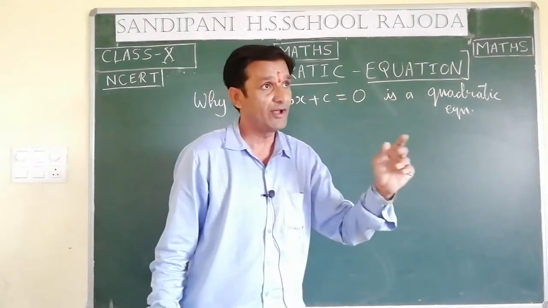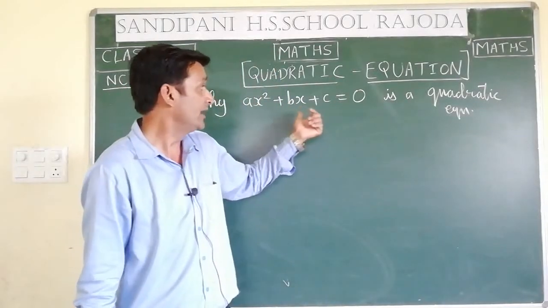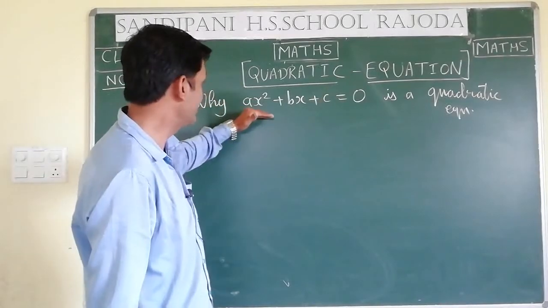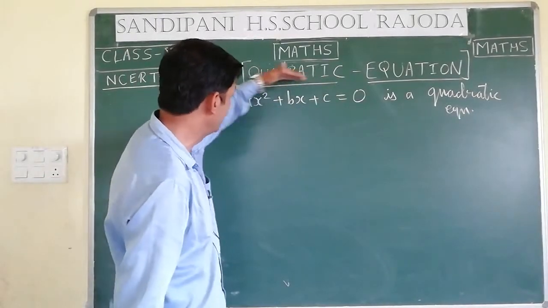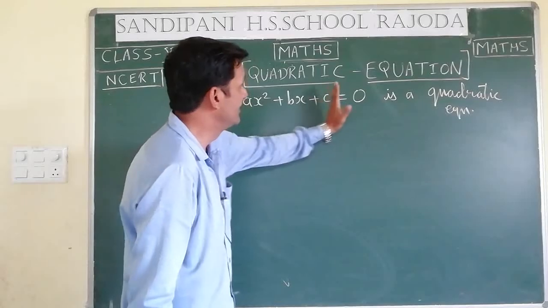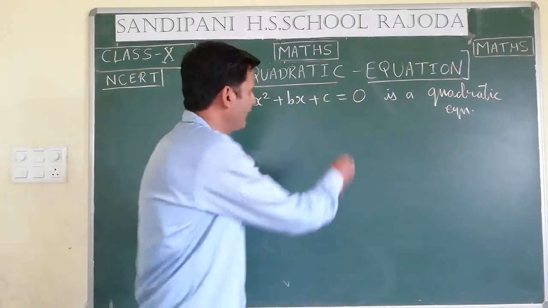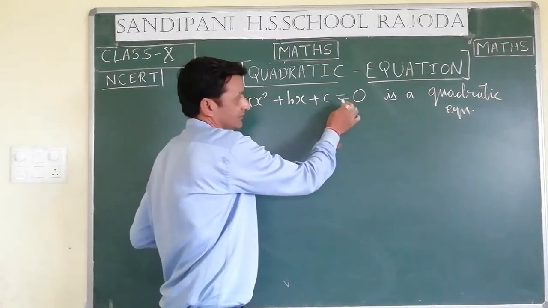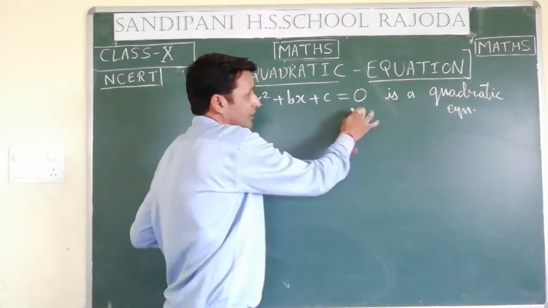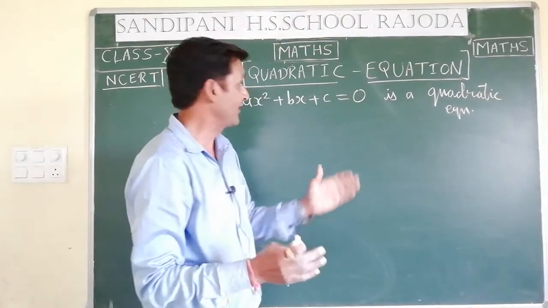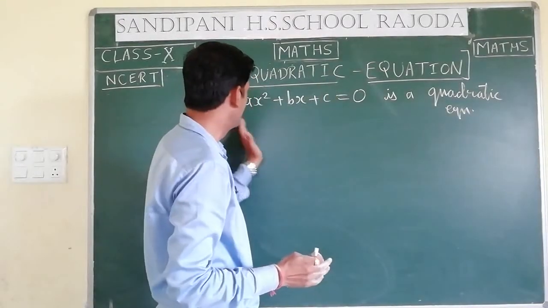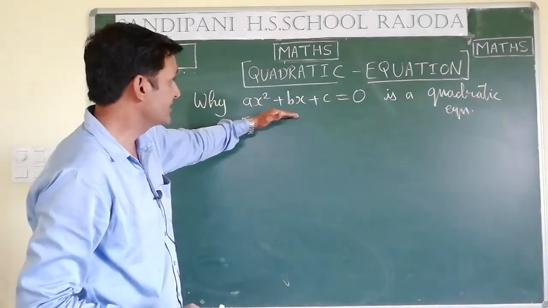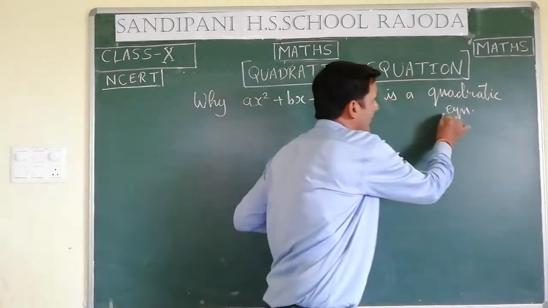One thing, let me tell you: at the time of polynomial, you have listened about this part only, ax square plus bx plus c. This is not there. But if it is having equal to sign, then it is called equation only. Means LHS and RHS both are there, then it is called equation. Otherwise, this part only is known as polynomial. So it is equation, this is proved.